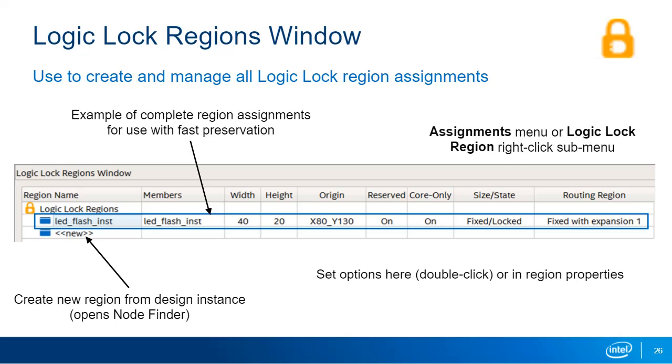In the example shown here, the logic lock region is set up correctly for use as a region that can be recompiled faster with the fast preservation feature, with logic assigned to the region, the reserved and core-only options enabled, the size and state assignment set to fixed locked, and a routing region assigned.